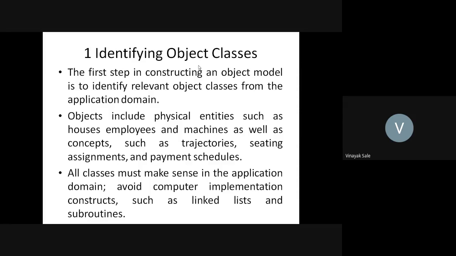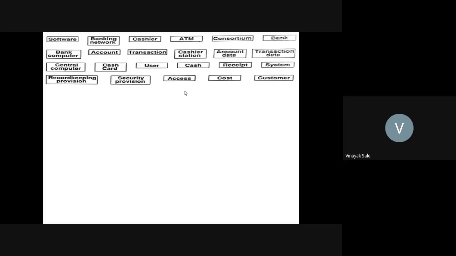The first step in constructing an object model is to identify relevant object classes from the application domain. Objects include physical entities such as houses, employees, and machines, as well as concepts such as trajectories, seating assignments, and payment schedules. All classes must make sense in the application domain. Avoid computer implementation constructs such as linked lists and subroutines.